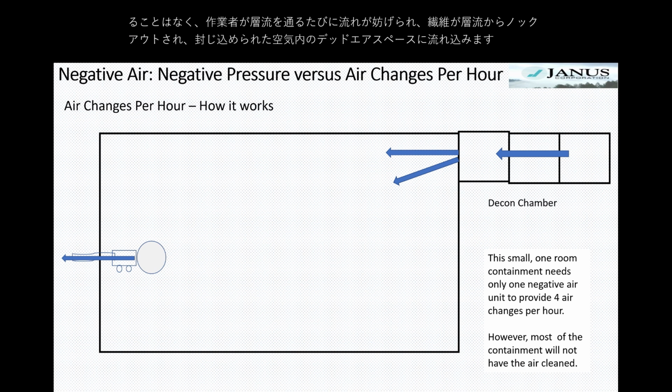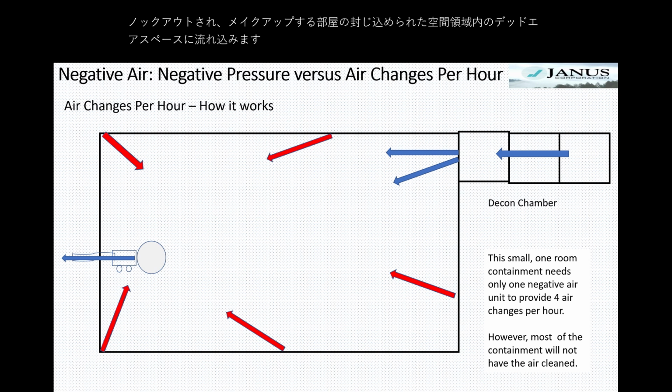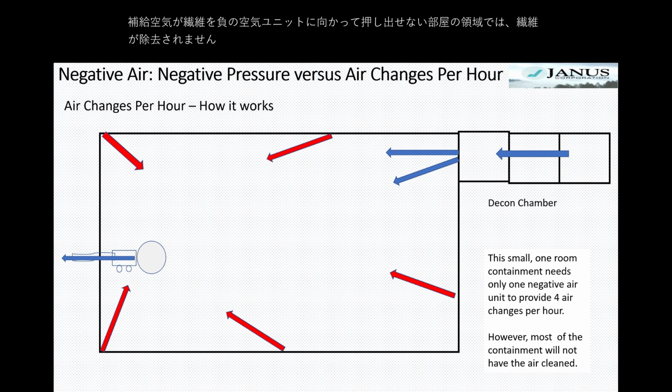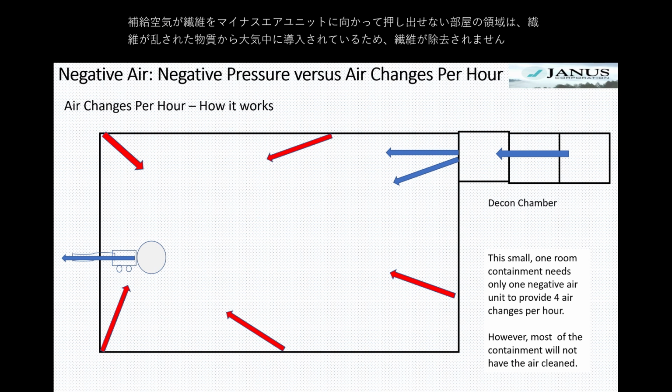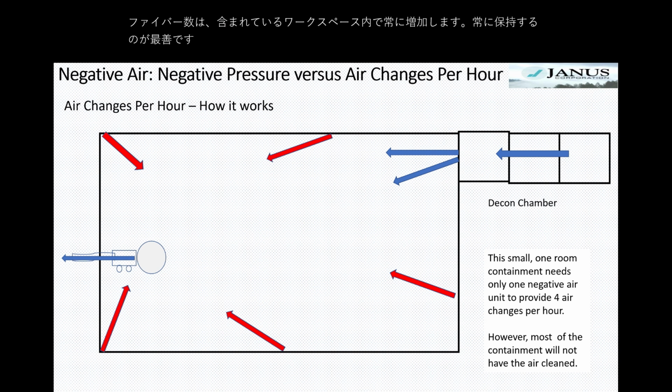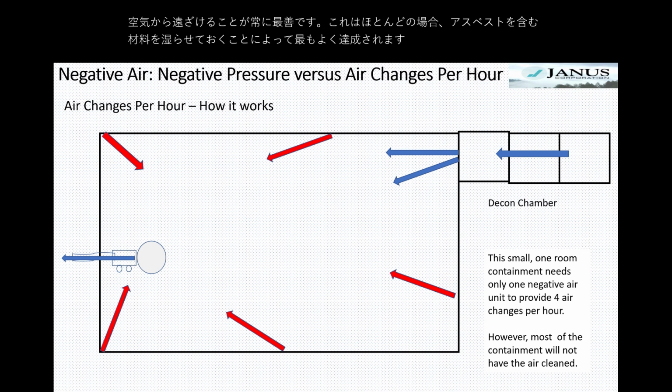Areas of the room where makeup air cannot push fibers towards the negative air unit will not have any fibers removed. Since fibers are being introduced into the atmosphere from materials being disturbed or removed, fiber counts constantly rise within the contained workspace. It is always best to keep fibers out of the air in the first place. This is most often best accomplished by keeping the asbestos-containing materials wet as they are removed.